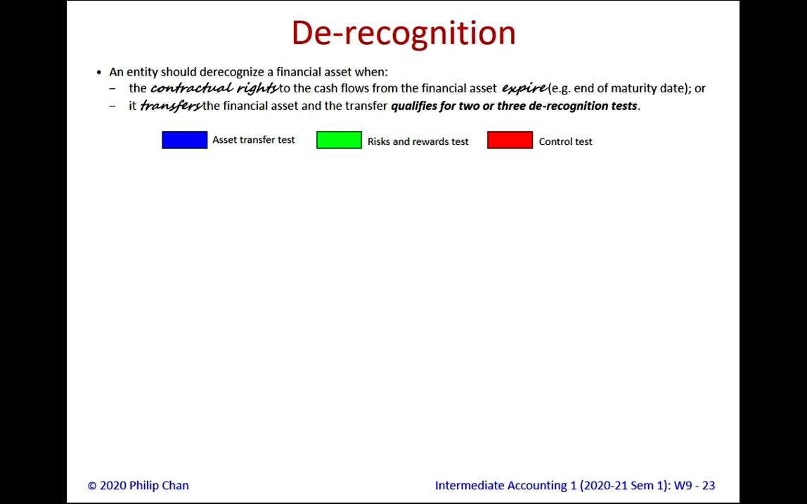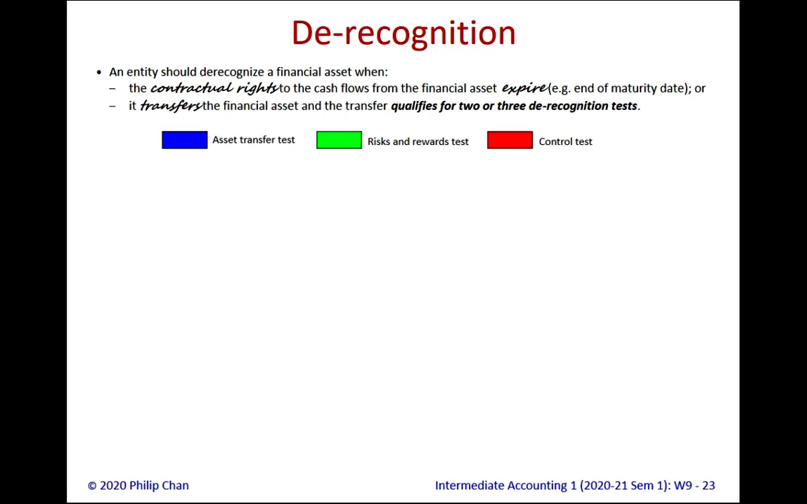So now let's take a look at the final topic, which is derecognition. The idea is to remove the item, your financial asset, that is on the statement of financial position, and you now want to remove it.